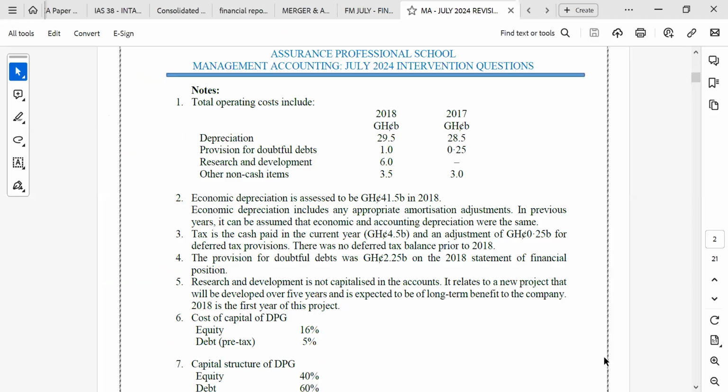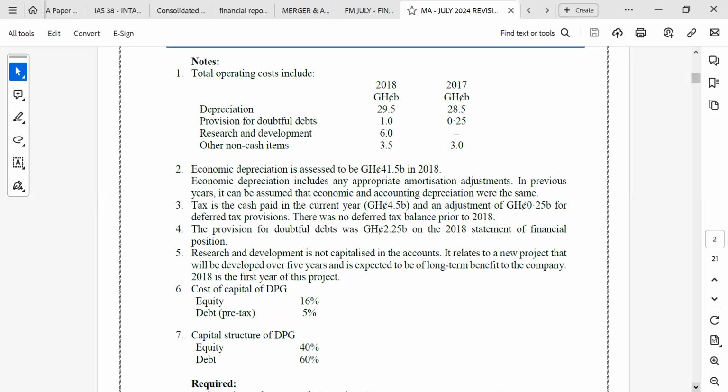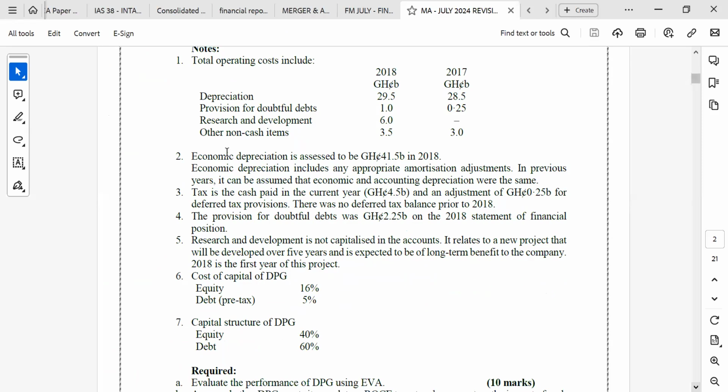So we have done with the research and development expenditure. We have done with the provision for doubtful debts. The tax is not going to have any effect. The depreciation is not going to have any effect either. But for the other non-cash items, the other non-cash item here can be profit on disposal of an item, or it can be any other item.